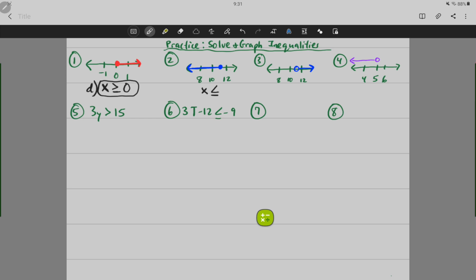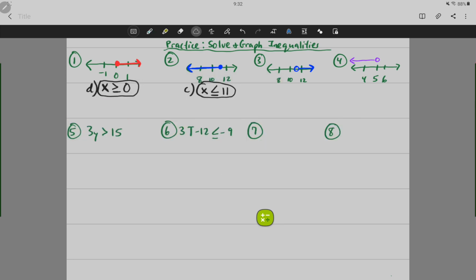And what number is it starting on? Well, we see this is between 10 and 12, and the whole number between 10 and 12 is 11. So our inequality, x is less than or equal to 11. So this is choice C. Let me actually just move these down a little bit so it's not confusing for you. Get some space.